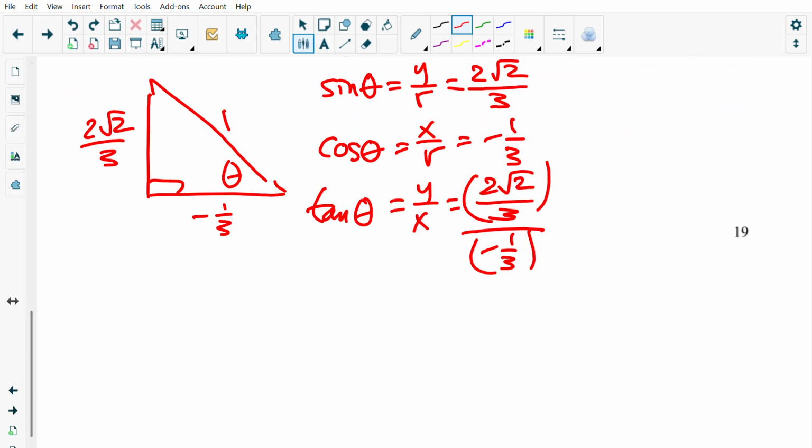Okay, let's do a little bit of math here. That's 2 square root of 2 over 3 times negative 3 over 1. And that is negative 2 square root of 2.